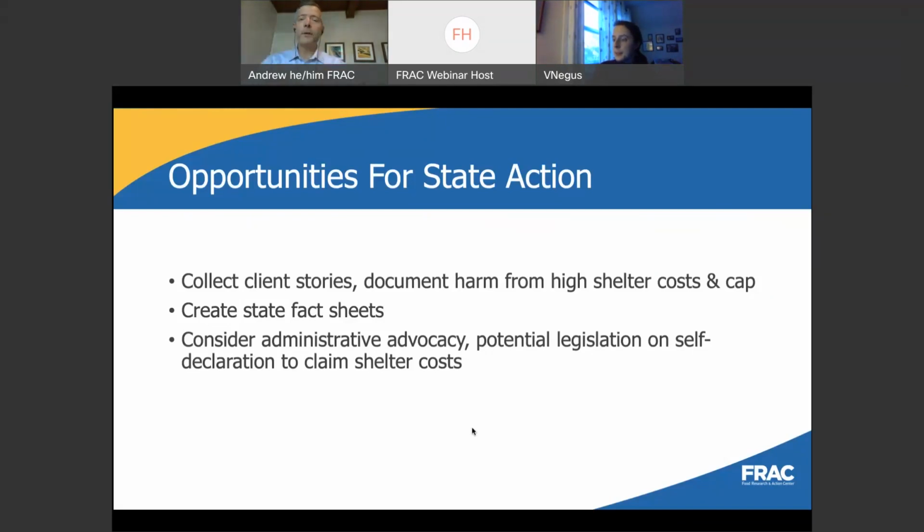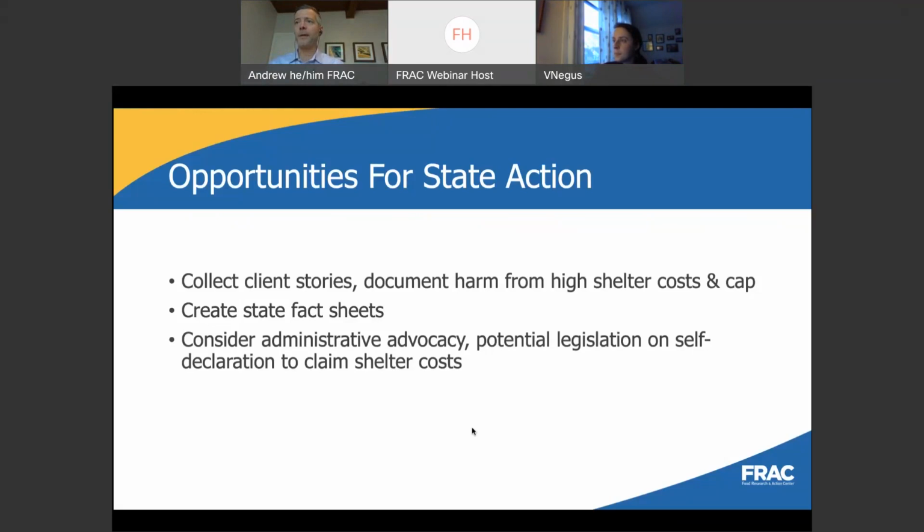And then to consider, depending on what role you're in, the types of administrative advocacy on self-declaration or on other topics, and potential legislation, to claim shelter costs. I know that's something that I have some experience with, and lots of others on this webinar probably do too. And again, we would be glad to support folks if that's something that your state hasn't done.